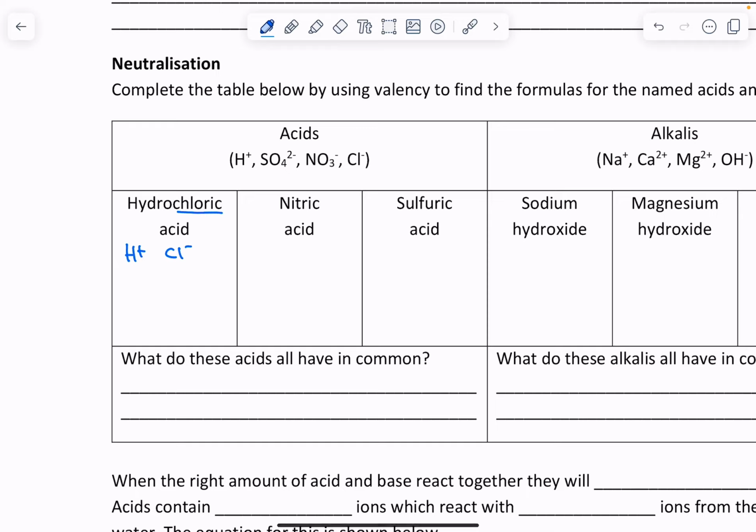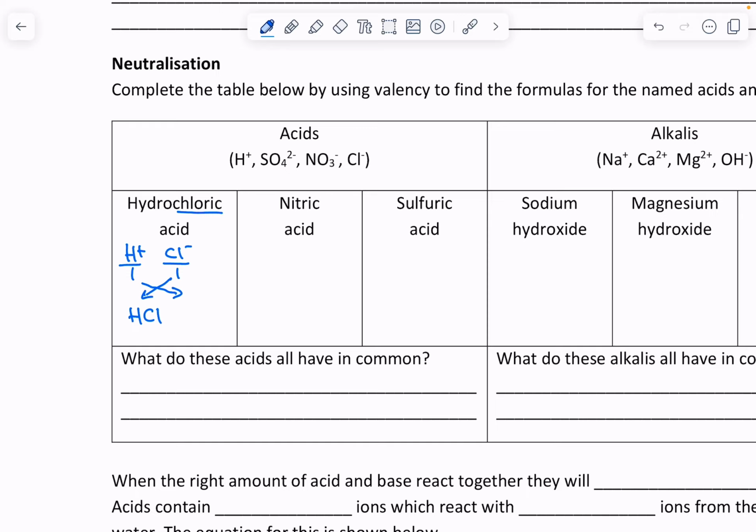Okay, and the information that I've written down here has come from this information here, giving me the charges on the ions. Because hydrogen is a +1, it wants to make one bond. The chloride ion is a -1, so it wants to make one bond. We check that we cannot simplify these, and we can't, so we swap them over. So we end up with HCl as the formula for hydrochloric acid.